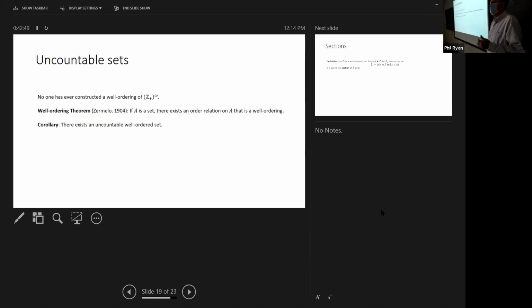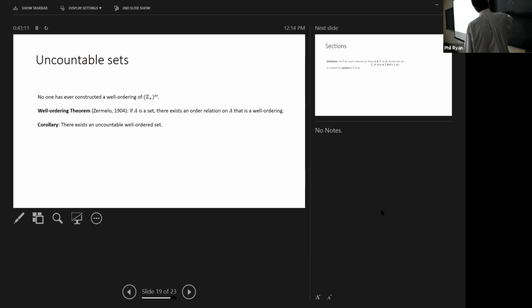So you might think, well, can't we use the dictionary order? Because the proof that we gave before about A cross B, wouldn't that work? That only works for countable, that only works for finite products.